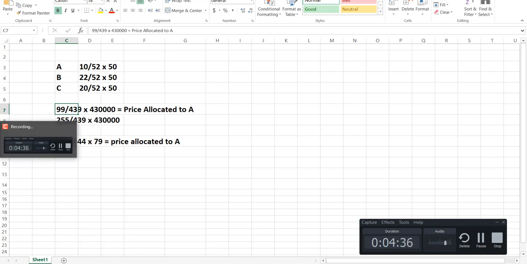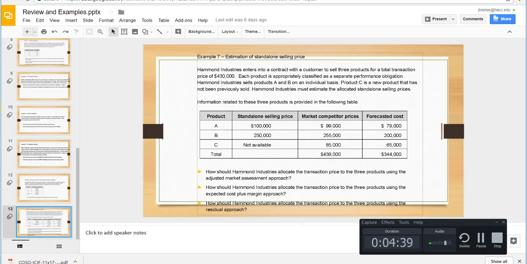The last it asks about is the residual approach, which probably happens more often than the other two, and that is we have a standalone selling price for A and B. We then make the assumption that C is the remaining contract price. So A is 100, B is 250, C, even though it's not available because we've never sold it before, becomes 80,000 because it is the rest of our contract price. So in this case, that would actually be probably the preferred method.